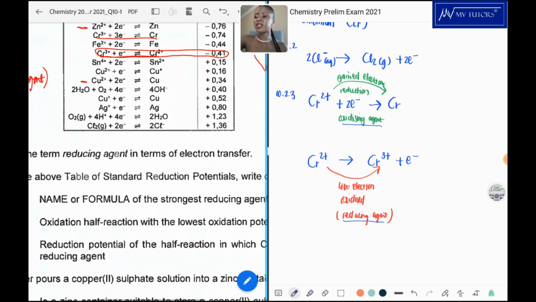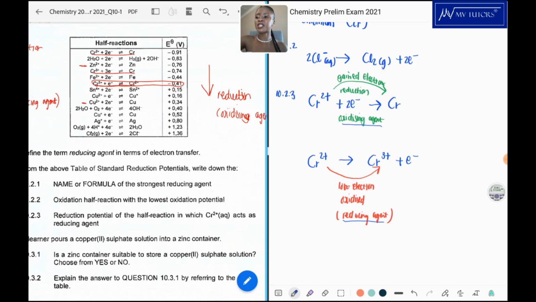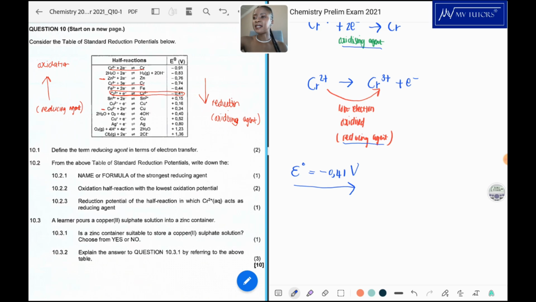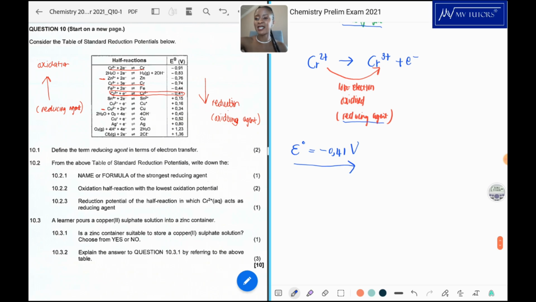Okay, so the question there was, write down the reduction potential. The reduction potential is going to be negative 0.41. I think for me that's just an understandable way of writing down the answer. If you have a shorter way of doing it, by all means. You can have a look at both of them. Actually, it's better this way, for me personally. It's only 1 mark, but I just wanted you guys to understand how we get to the answer.